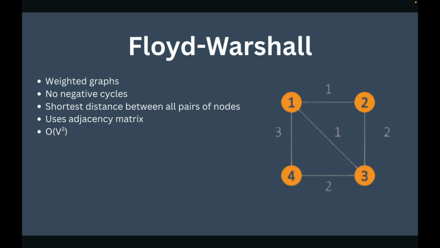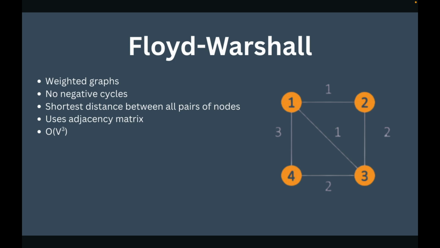That doesn't come up in a lot of problems, so you don't need to worry about it too much, but it's something to note that Floyd-Warshall will not work in that situation. But it will work on negative edges, as long as there's no cycle with an overall negative value. And it's O of V cubed, where V is the number of vertices, so it's pretty slow. That's the main downside of it.